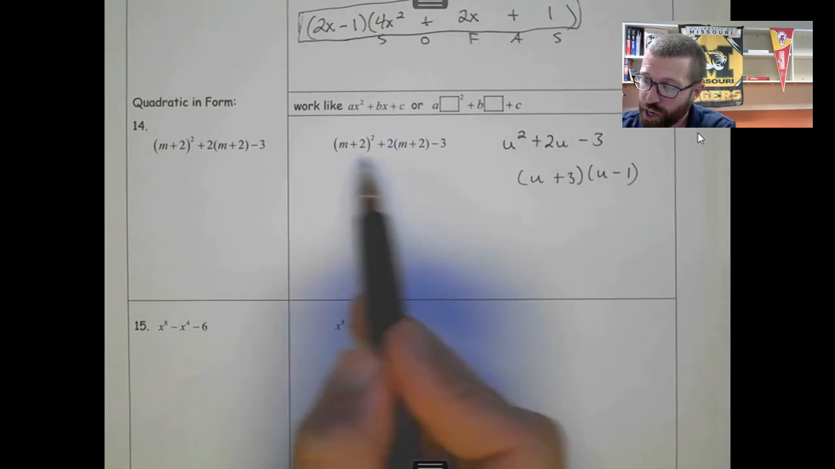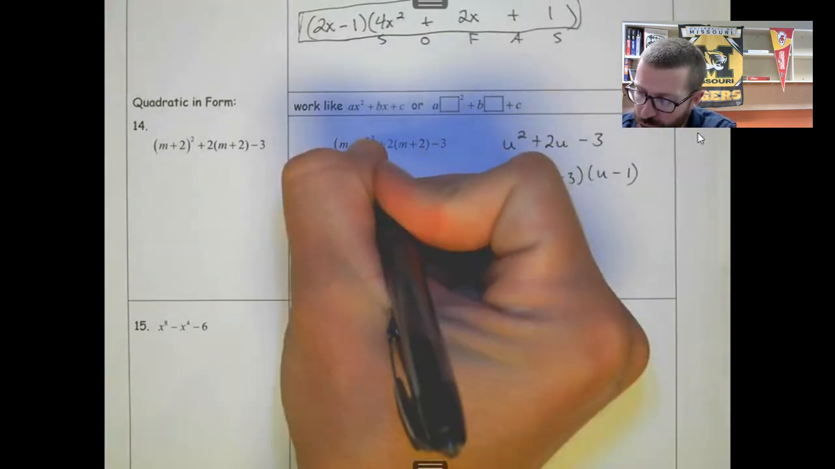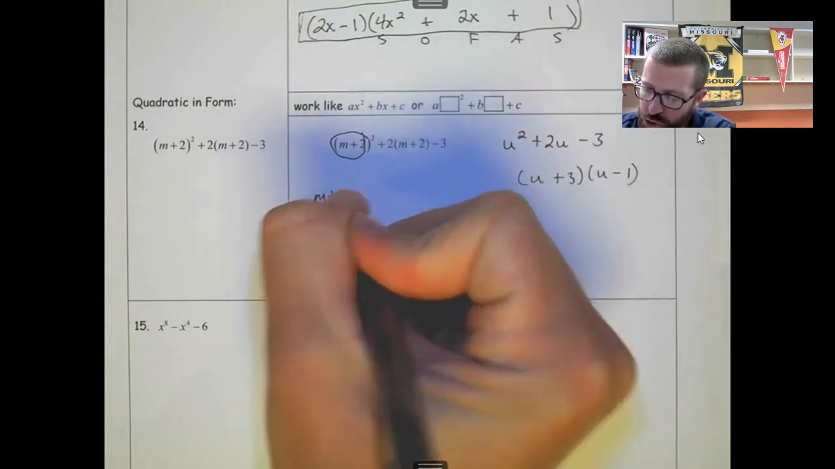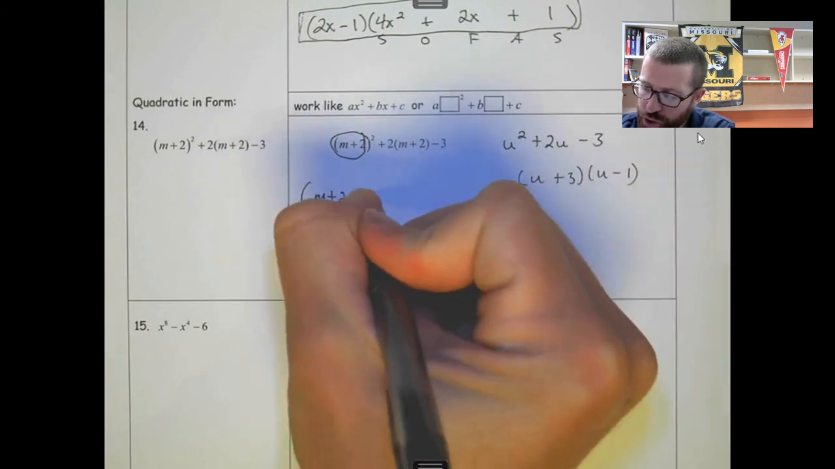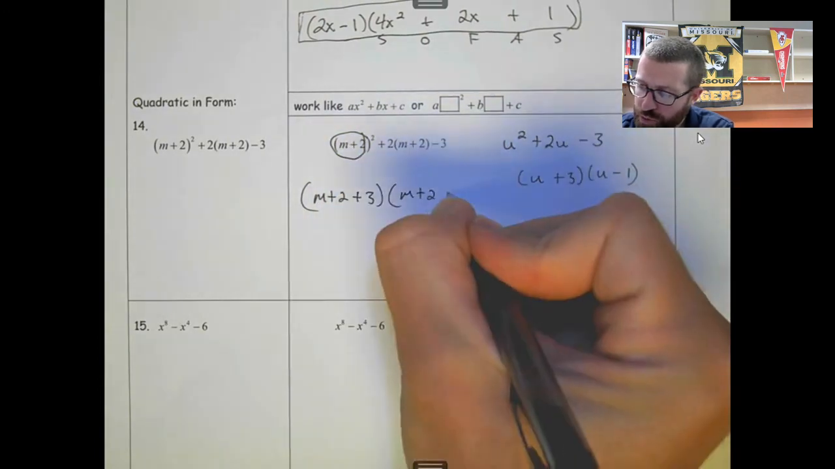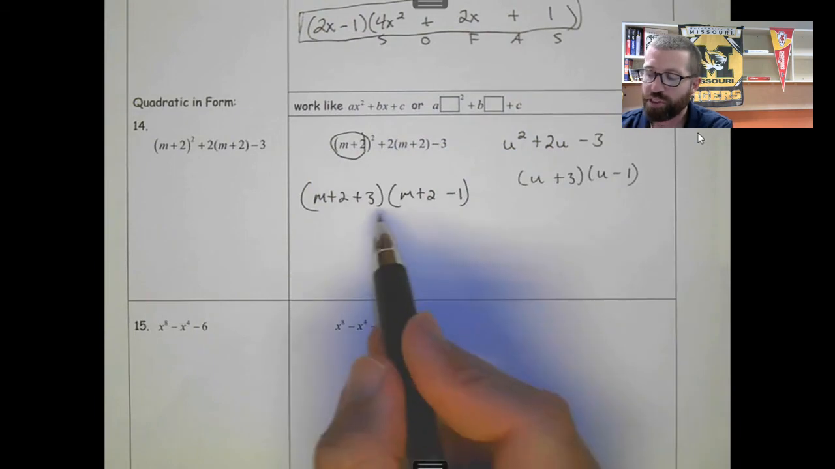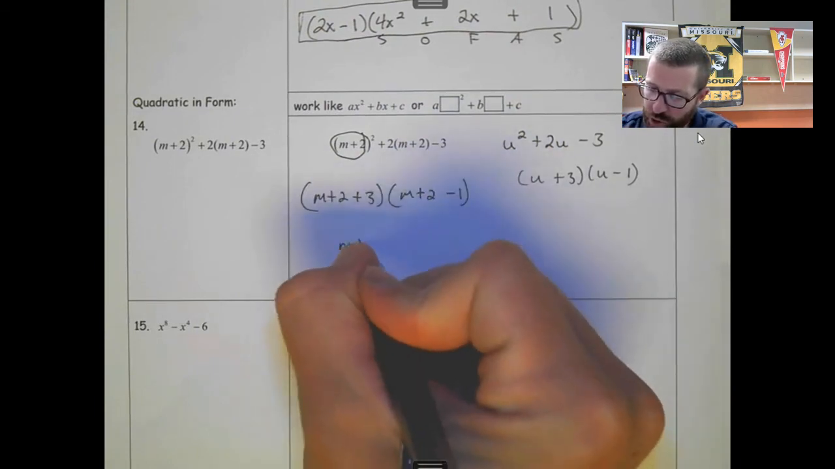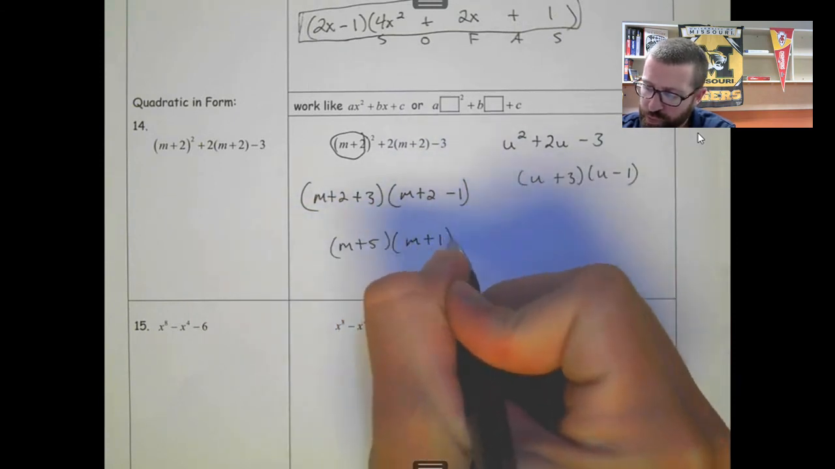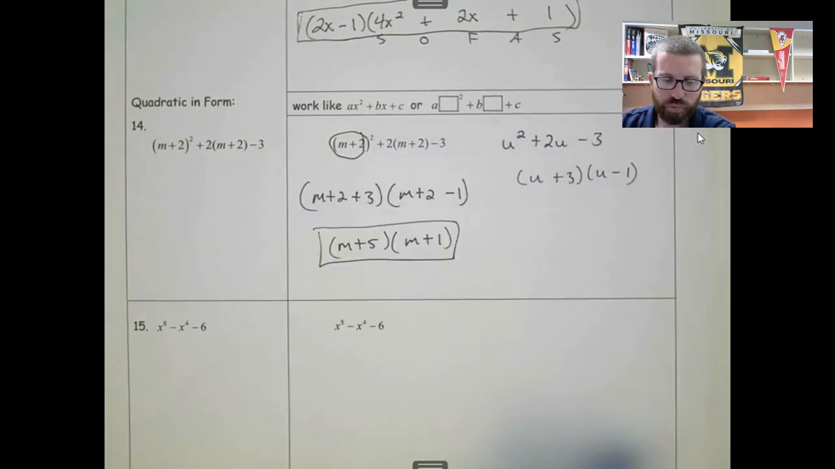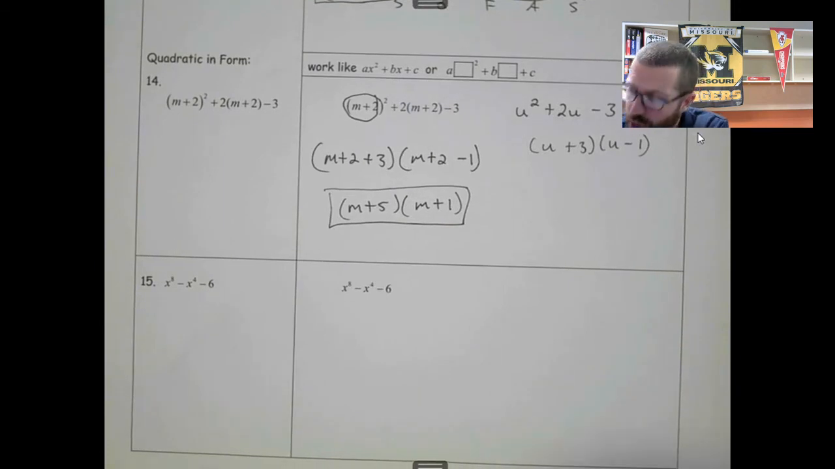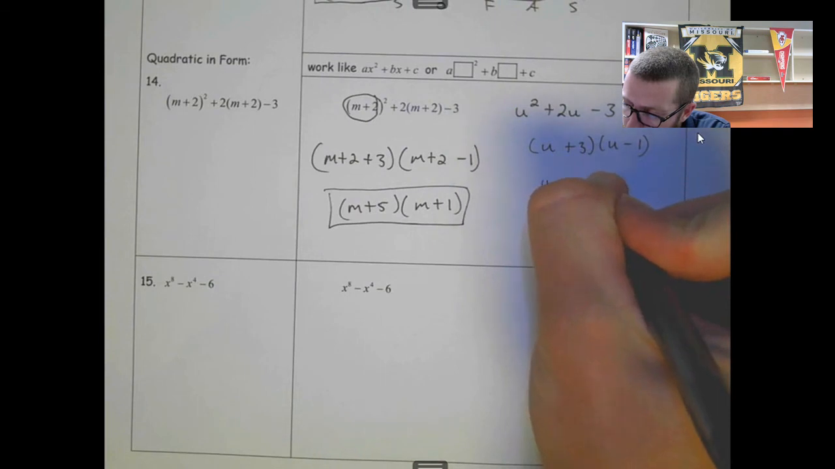Well, if we get trickier, that's fine. We use the same pattern, but now u is this m plus 2. So this would factor down to m plus 2 plus 3, and then times m plus 2 minus 1. And then in math, you should probably go ahead and combine like terms. So we have m plus 5 and then m plus 1. Those aren't quite as common, but this kind of u substitution thing is okay to do. And maybe we'll write that down to make it a little more formal.